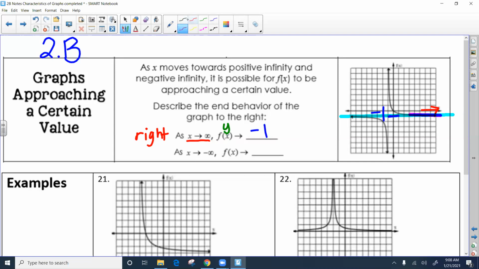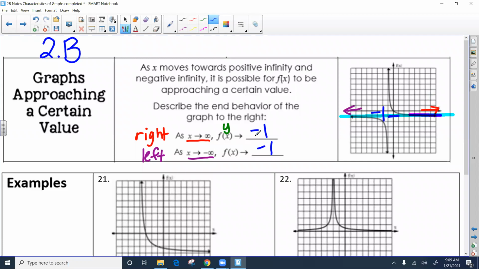Same thing on the other side. As x approaches negative infinity, so that's going towards the left on the x-axis, this is describing the left-hand side, f of x approaches, same thing, the graph is getting closer and closer to this line, which means the y values are getting closer and closer to -1. Okay, so the only time this will happen, where the graph is approaching a number rather than positive infinity or negative infinity, is when there is some type of asymptote. So remember, an asymptote is a line where the graph gets closer and closer to, but doesn't touch.